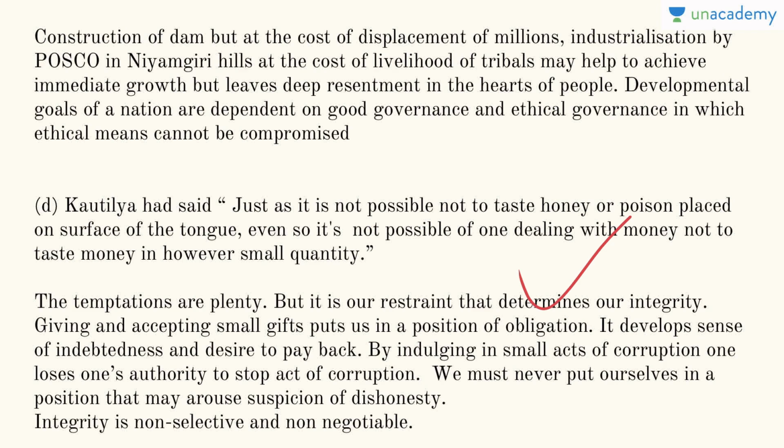Giving and accepting small gifts will put you in a position of obligation and develop a sense of indebtedness, a desire to pay back. And by indulging in small acts of corruption, you also lose your authority to stop acts of corruption. We must never put ourselves in any position whatsoever that may arouse suspicion of dishonesty. And integrity is absolute, it is non-selective and non-negotiable.